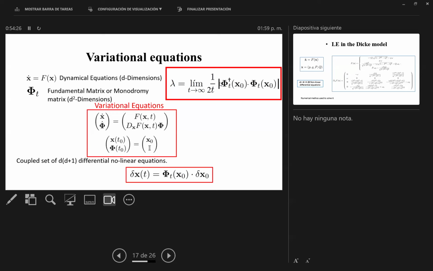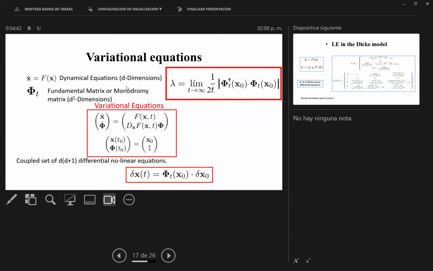If this is for the distance in the phase space, you can only calculate the maximum Lyapunov exponent. But with the rational method, you can calculate all the Lyapunov exponents.